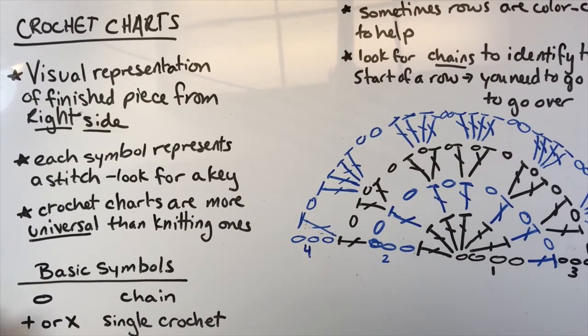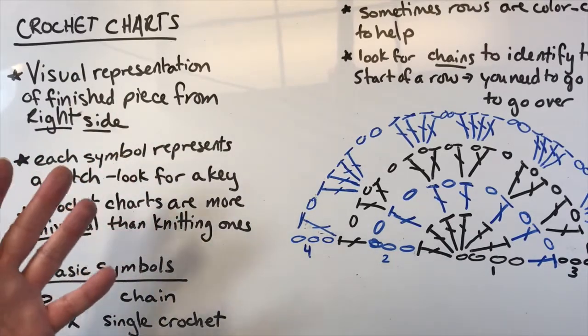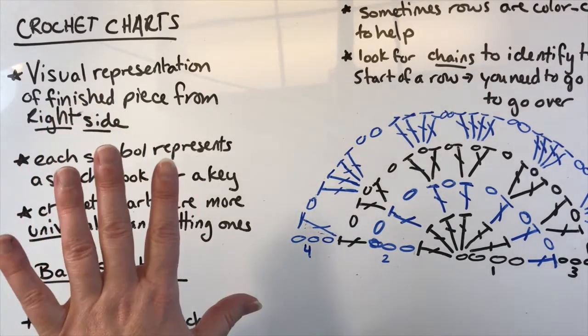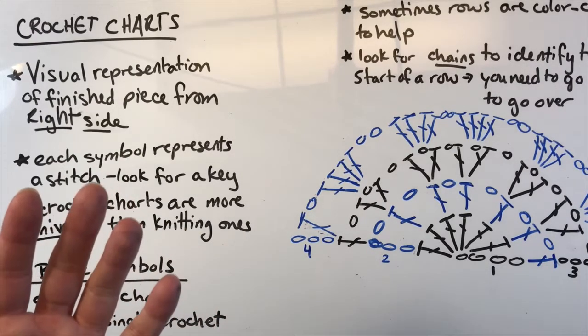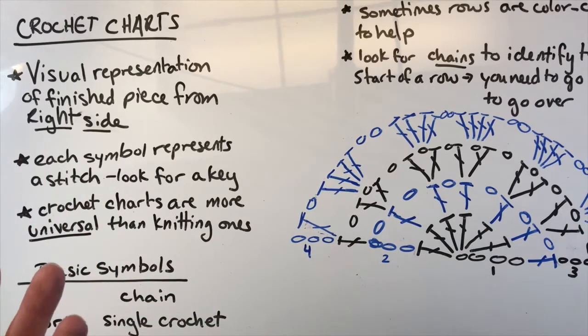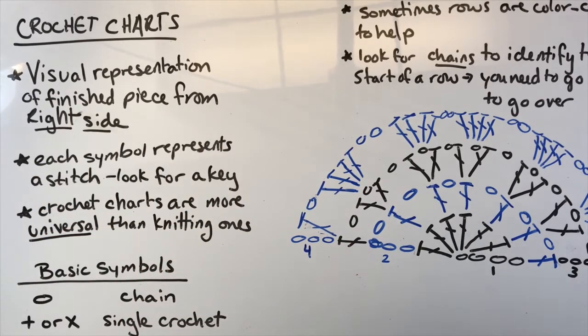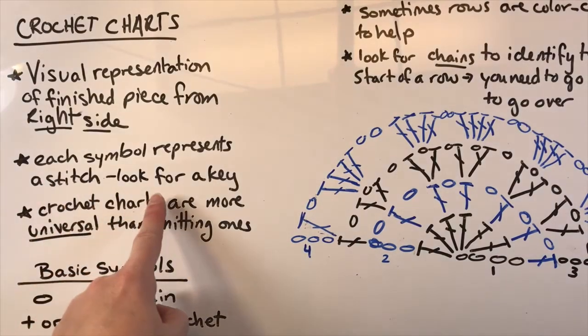Let's get to it. So as I was just mentioning, crochet charts are a visual representation of the finished piece from the right side, what they'll often call the right side or the outside. And crochet, just like a lot of knitting, you tend to flip it around every row. As you finish a row you flip it and head back. So you have to kind of go back and forth when you read this chart. Instead of knitting in the round, you do always go back and forth for the most part. There's always exceptions. Anyway, each symbol represents a stitch, so look for a key.